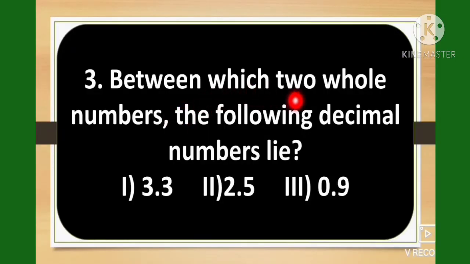Third problem: between which two whole numbers the following decimal numbers lie. So 3.3 lies between 3 and 4. And 2.5 lies between 2 and 3. And 0.9 lies between 0 and 1.